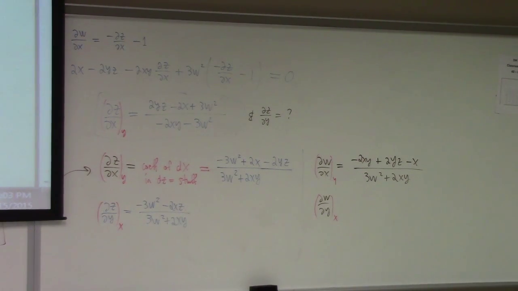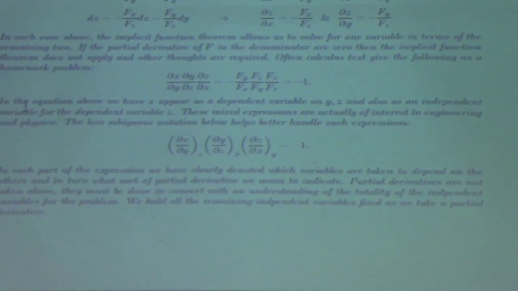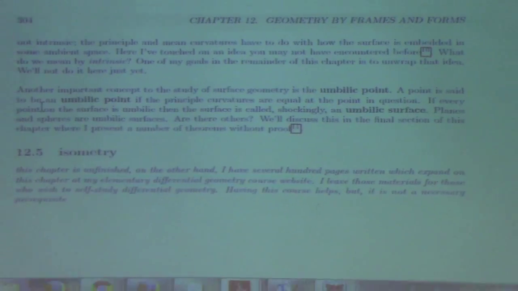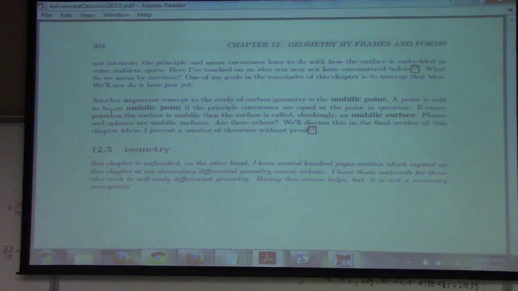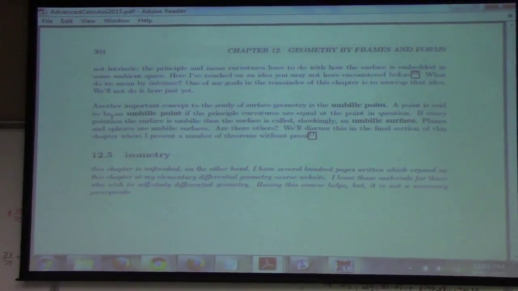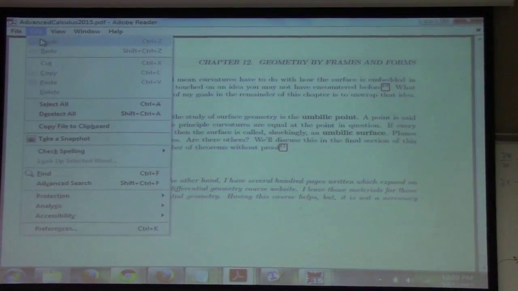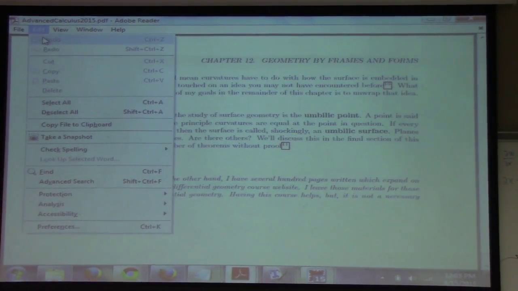So I was just going through these fun facts with you. We did that example. Oh, what on earth just happened? Okay, I think I just hit the end button. Why is there no undo? I want to undo what I just did.